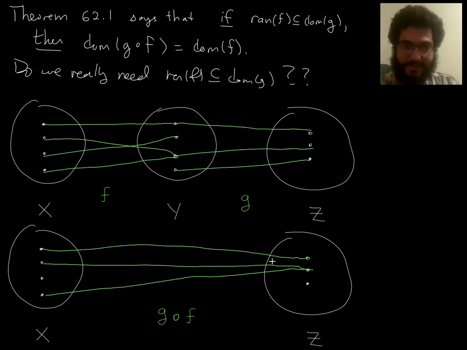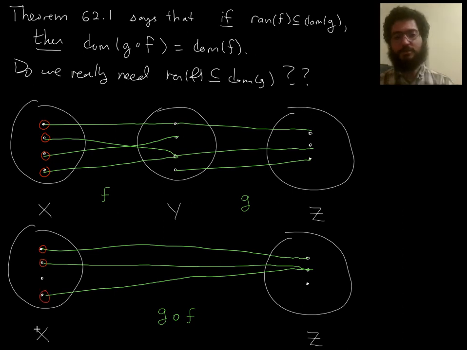All right, now let's compare domains. Do we have the domain of the composite equals the domain of f? What's the domain of f? It consists of this, and this, and this, and this, right? What's the domain of the composite? It consists of this, and this, and this.